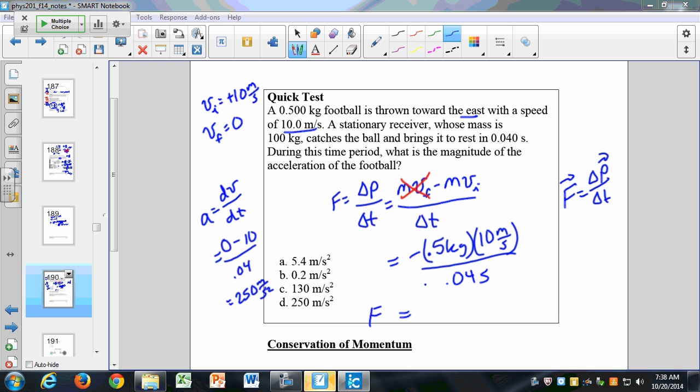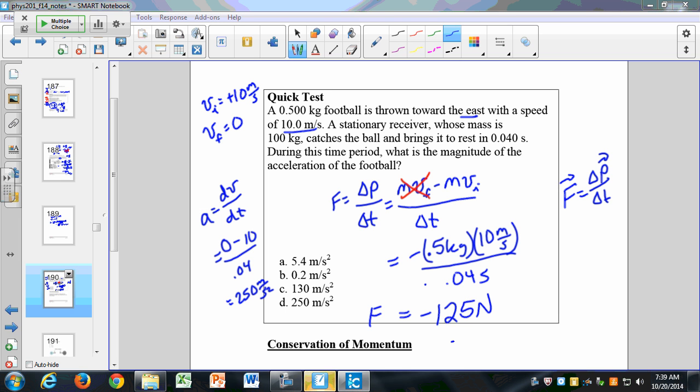I don't know if y'all did it this way. So this is the more complicated way. I want to show you because you need to know how to be able to calculate the force in a collision like this. That's 5 over 0.04, 0.2. That's not right. 125. Sorry. 125 newtons.